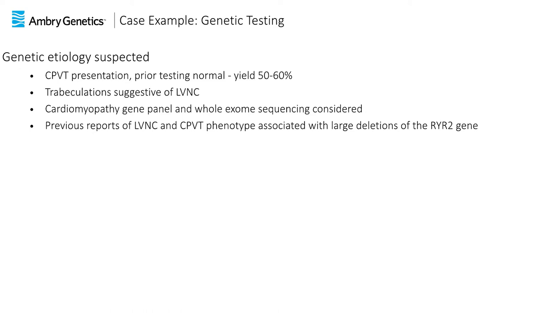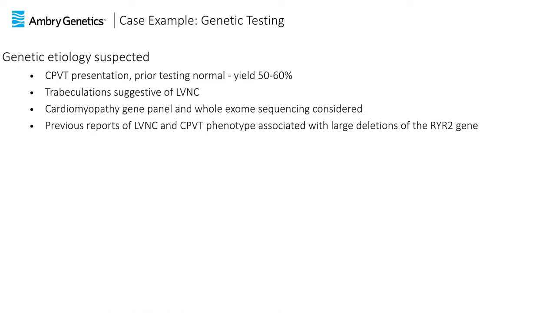We were considering the trabeculations that were suggestive of left ventricular non-compaction and had thought about doing an even larger gene panel, including cardiomyopathy genes. We even talked about doing whole exome sequencing. However, there were some reports in the literature of left ventricular non-compaction and CPVT being associated with large deletions of the RYR2 gene. And the prior testing that she had included only sequencing, so a large deletion of this gene would not have been previously detected.